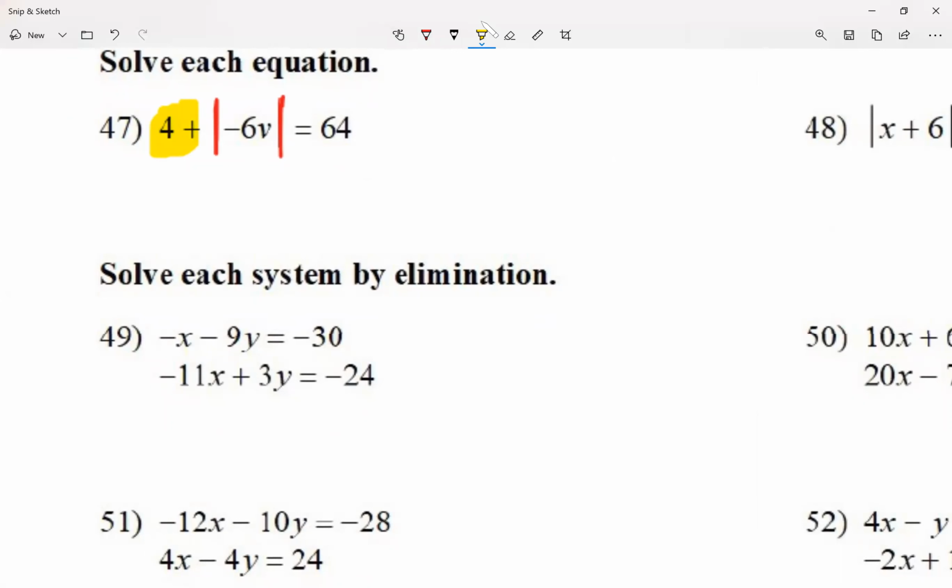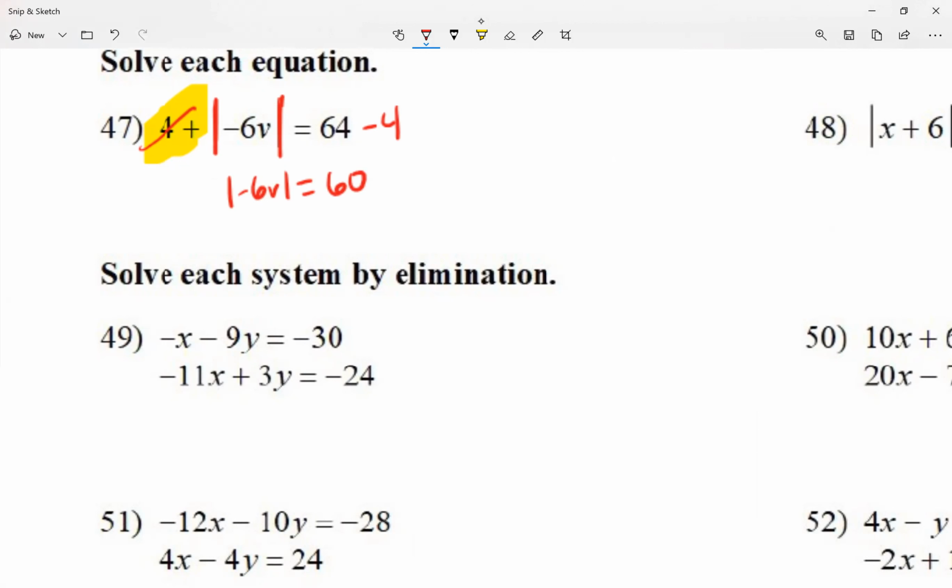I have to get rid of it, so I'm going to do the opposite operation. There's a plus sign, so I'm going to cancel it from this side and move it to the other side as a -4. Got to switch the signs. Now, it is not always plus or minus. Sometimes I have to undo it by dividing or multiplying. So I get that the absolute value of -6v is equal to 60. All right, 64 minus 4, that's where I get the 60.